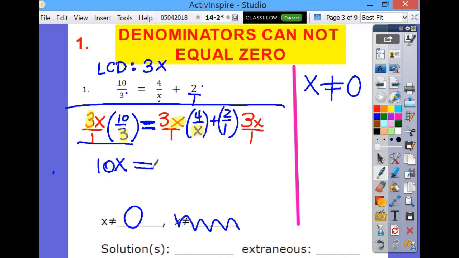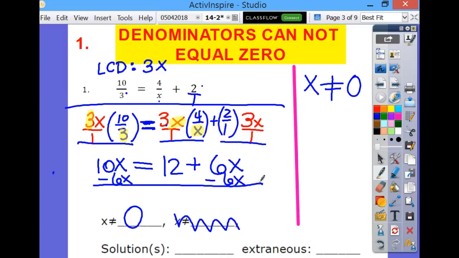Equal sign. The x is canceled. 3 times 4 is 12. Nothing canceled here. 2 times 3 is 6. And then it has an x. I need to solve that. There are no x squareds here. If there's no x squareds, I don't have to make it equal to 0 and factor. I just combine like terms. When I do that, that's going to be 4x equals 12.